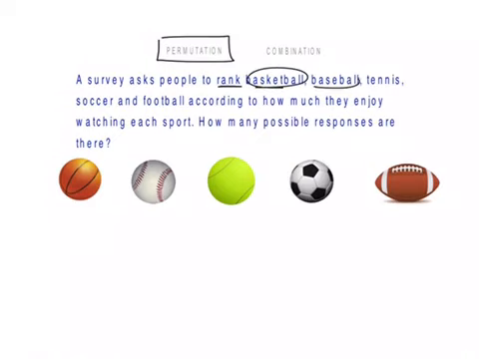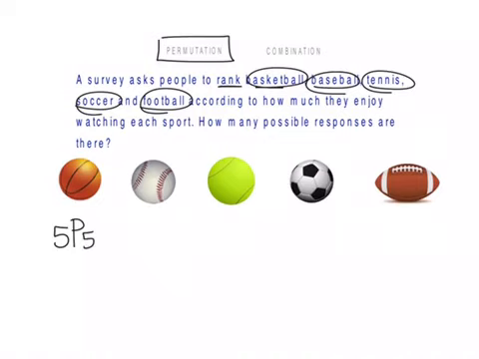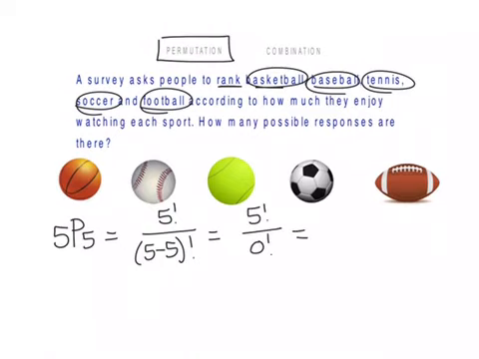I'd figure out how many total I have. I have 1, 2, 3, 4, 5. When I'm ranking them, I'm ranking all 5 of them, so I'm actually going to pick 5. Since it's a permutation, I'm doing 5 factorial divided by 5 minus 5 factorial. So I end up with 5 factorial divided by 0 factorial. Now you would think 0 factorial would be 0, but plug it into your calculator and surprise, surprise, you get a 1 down there. So you have 5 times 4 times 3 times 2 times 1, all divided by 1, which is going to give you 120 responses.